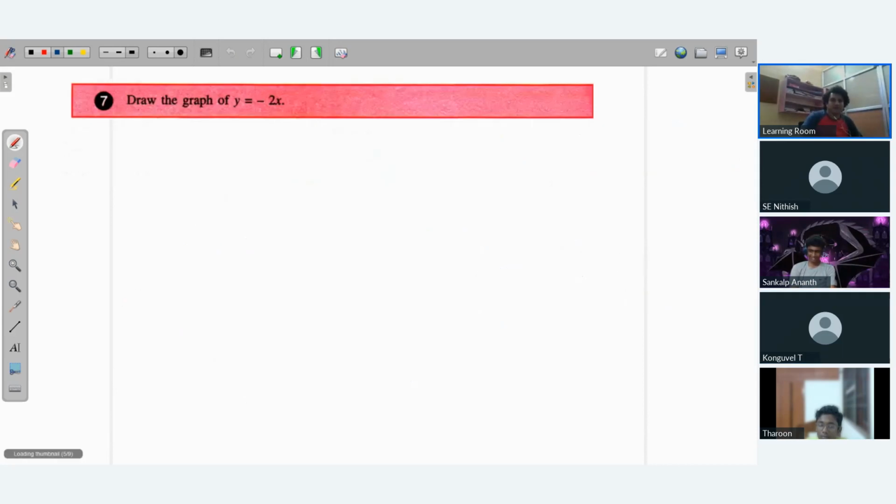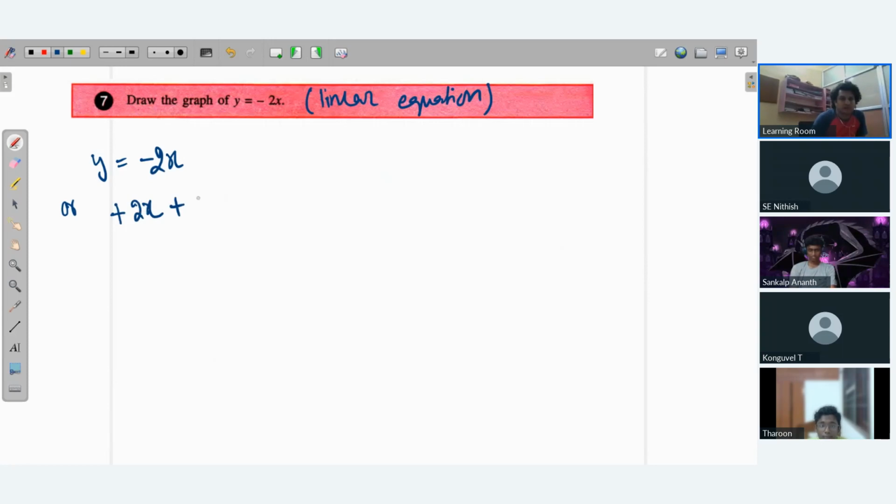Oh, let's try to implement it. So I have a linear equation which they have put in a comfortable way, but I am going to write it as minus 2x equal to y, or 2x plus y equal to 0. That is 2x plus y plus 0 equal to 0. It is our standard form.